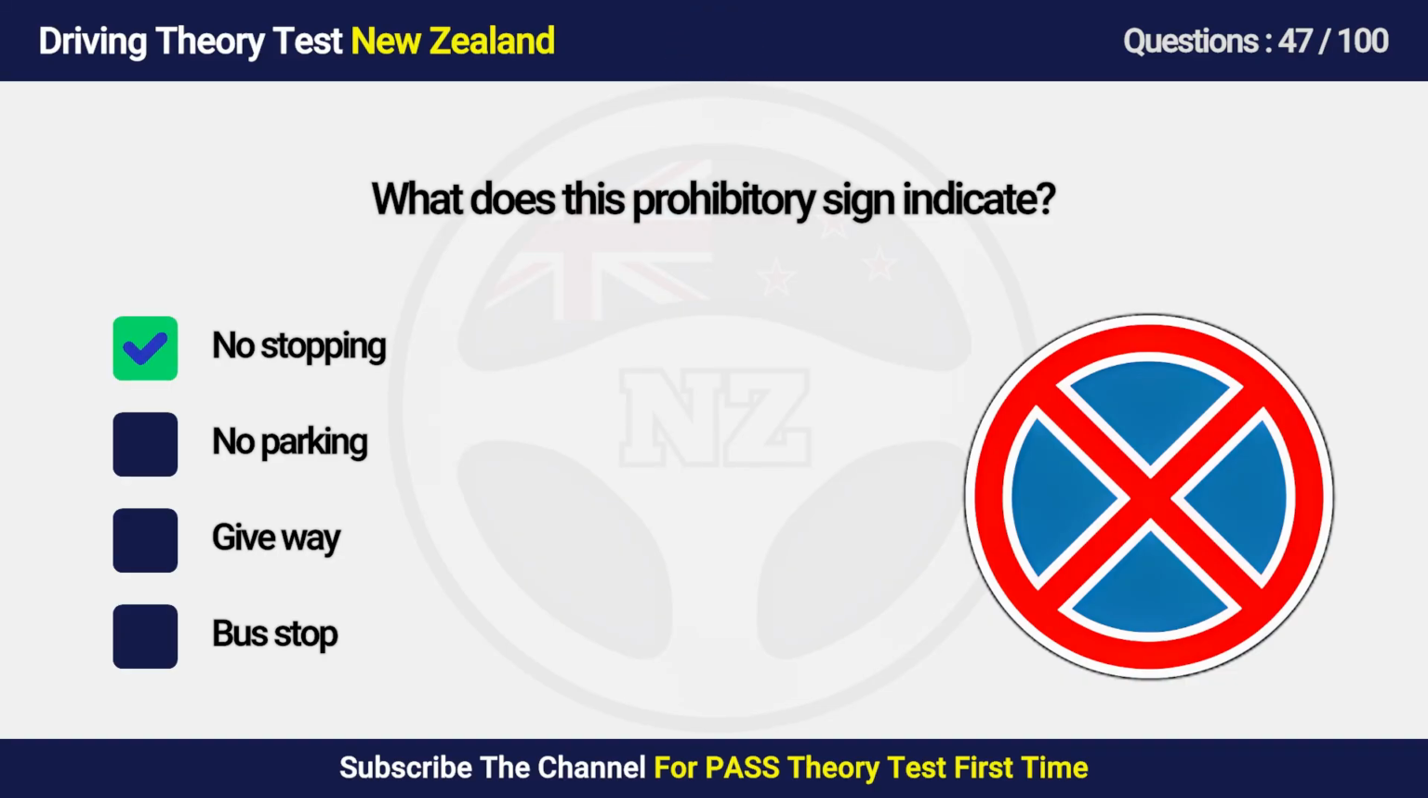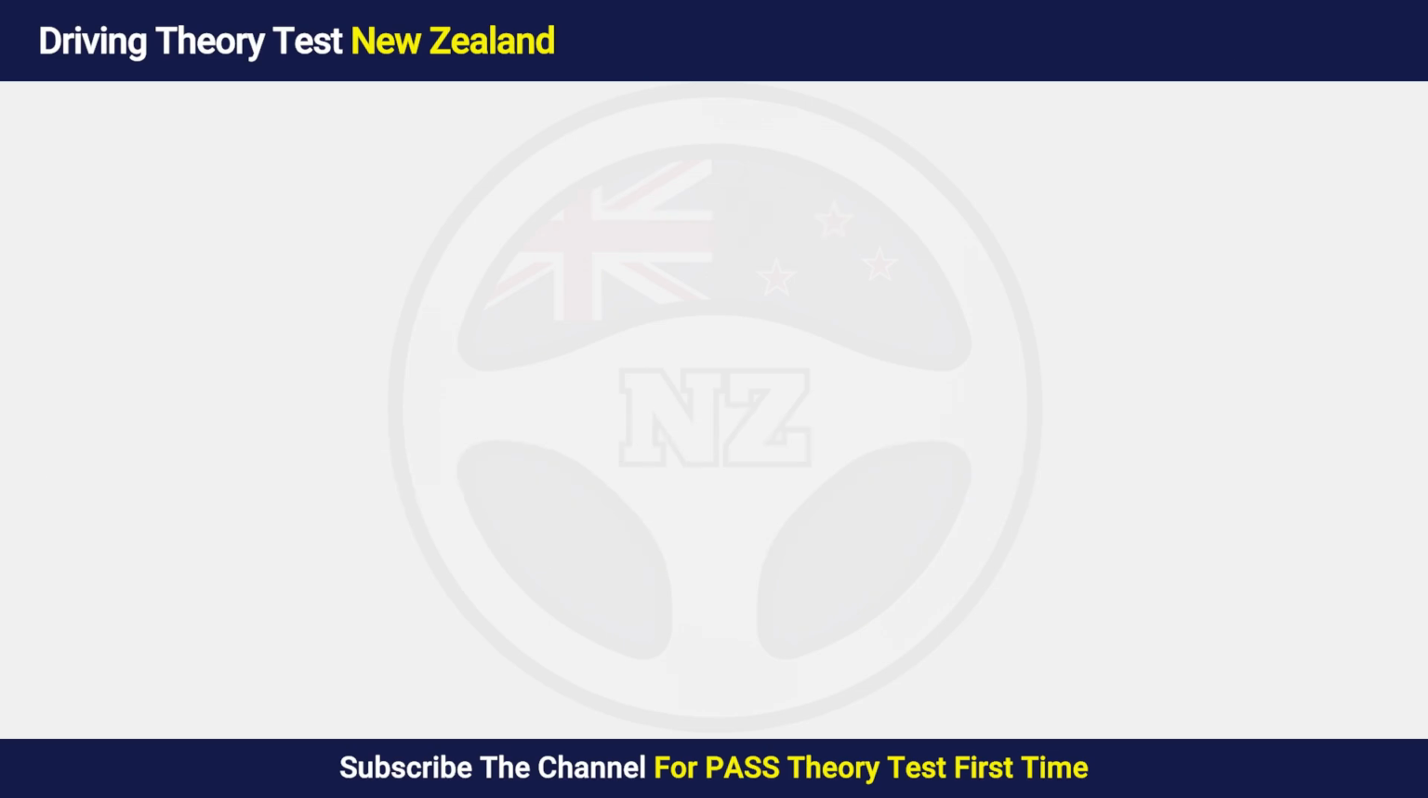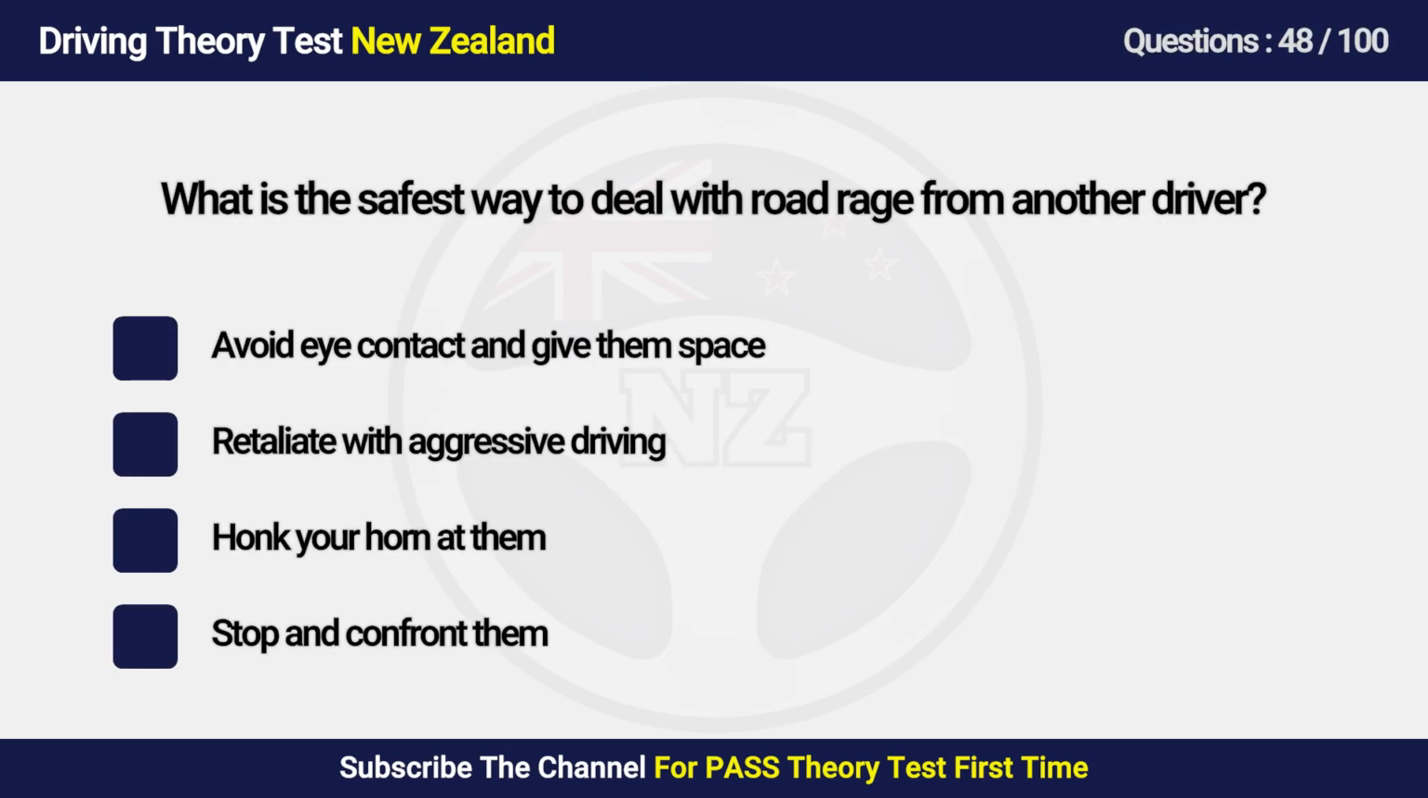Answer is A, no stopping. This sign means no stopping. You are not permitted to stop your vehicle in this area for any reason, even briefly, unless traffic conditions require it. Question 48. What is the safest way to deal with road rage from another driver?